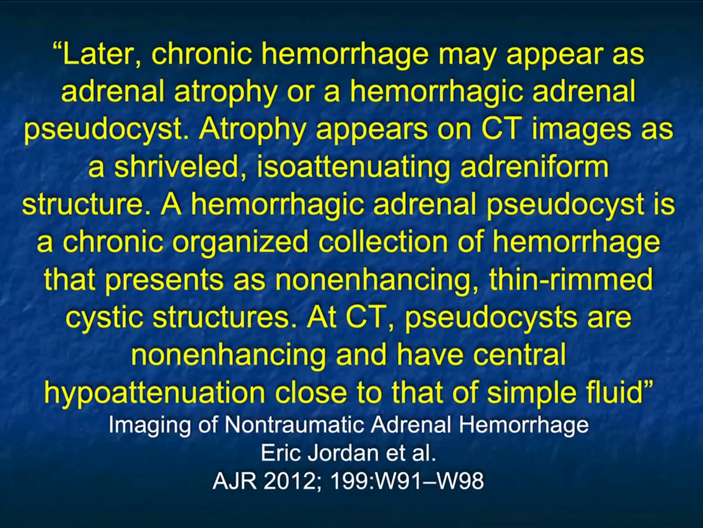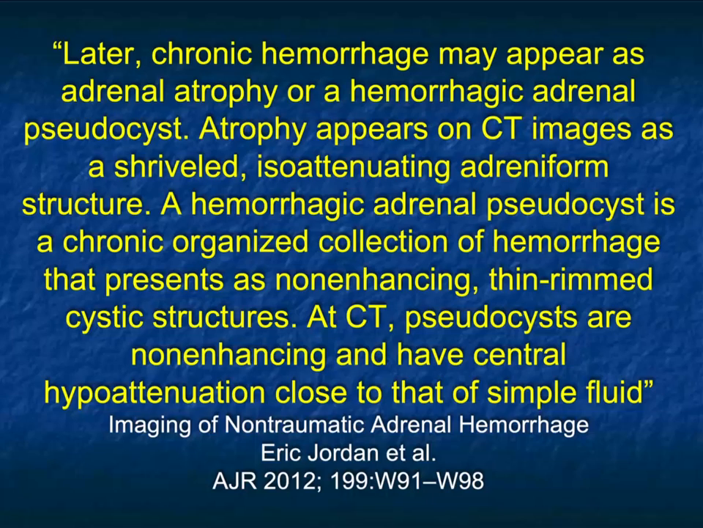Chronic hemorrhage may appear as adrenal atrophy or as a hemorrhagic adrenal pseudocyst. It's interesting with adrenal atrophy, commonly those are the cases with the adrenal being calcified. A hemorrhagic adrenal pseudocyst is a chronic organized collection of hemorrhage that presents as a non-enhancing, thin-rimmed cystic structure.